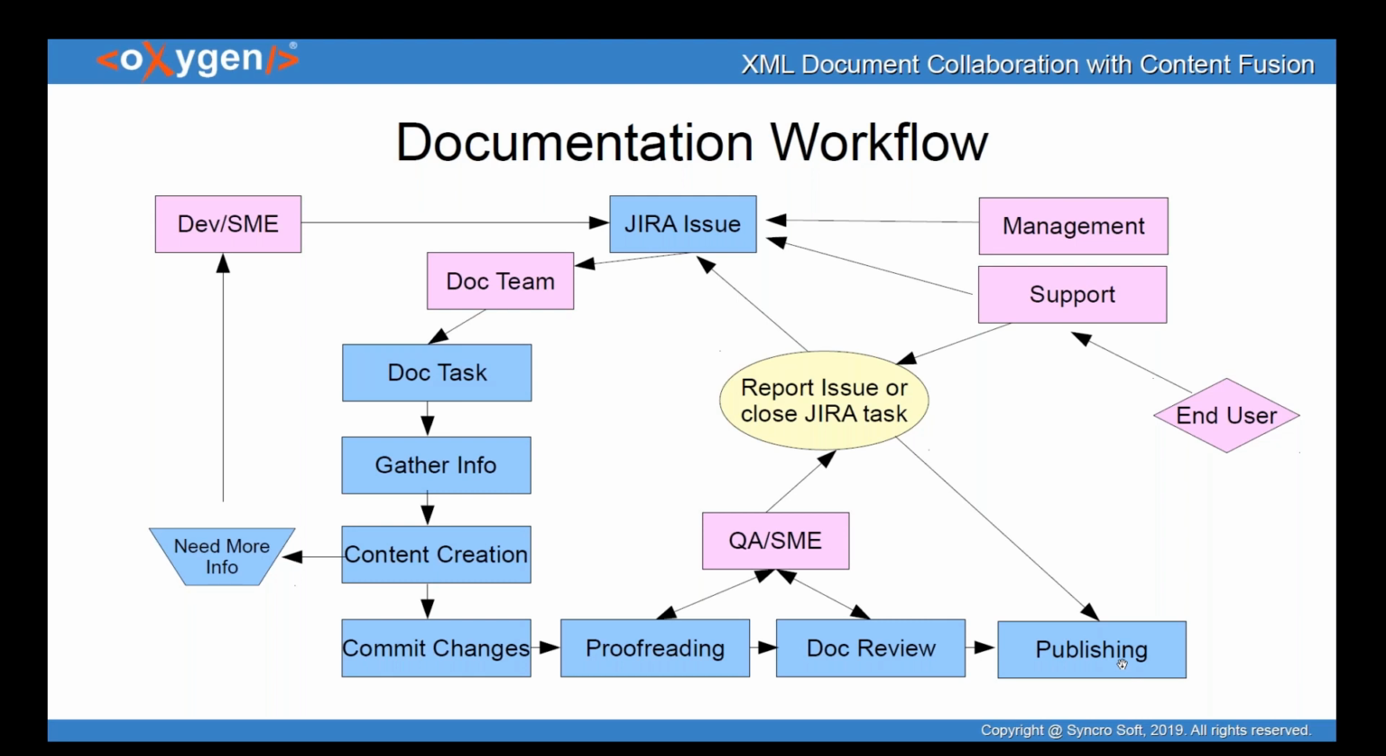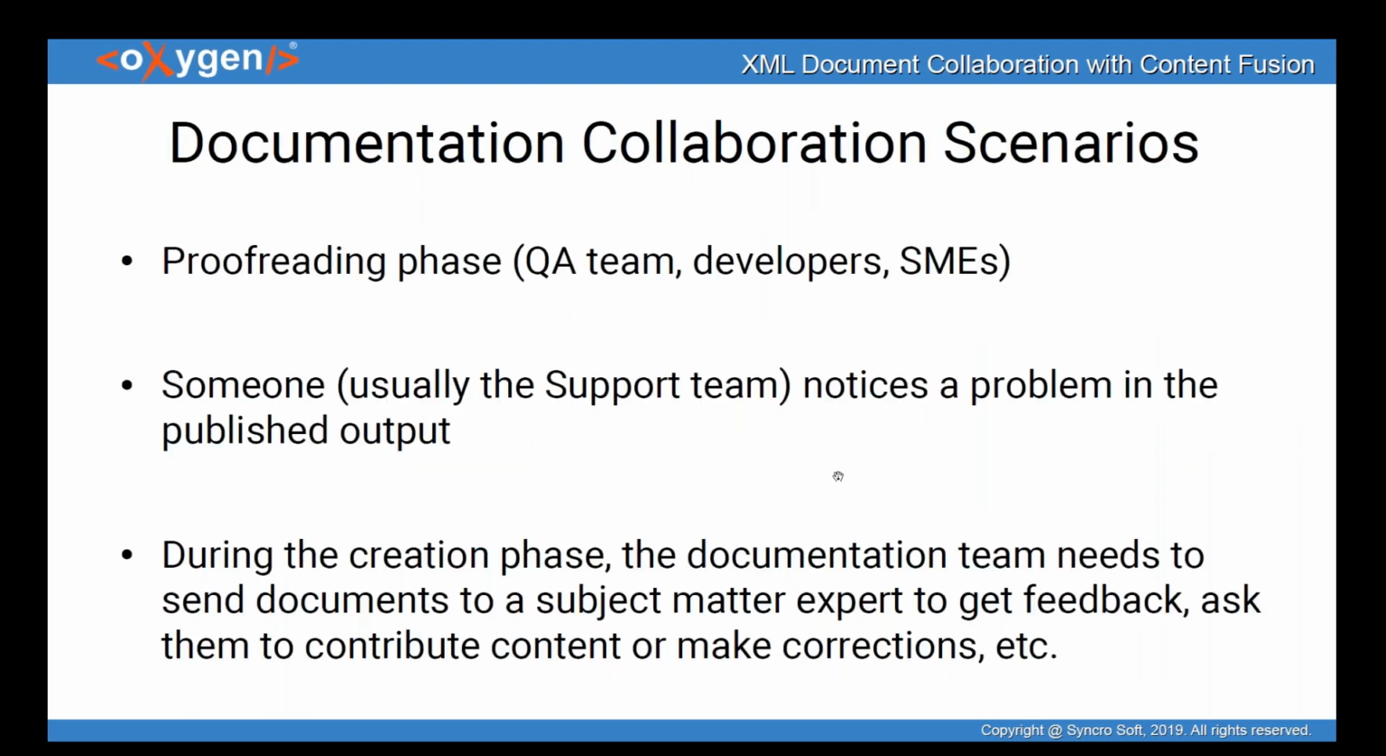And one of our goals while developing WebAuthor and Content Fusion has always been to make these tools not only powerful, but also flexible enough to work with any type of workflow. So in our case, most of our collaboration happens within one of three scenarios. The first being the proofreading phase. So after documentation has been created or changed, at some point, somebody will need to proofread it and approve it. Usually this is either the QA team or developers.